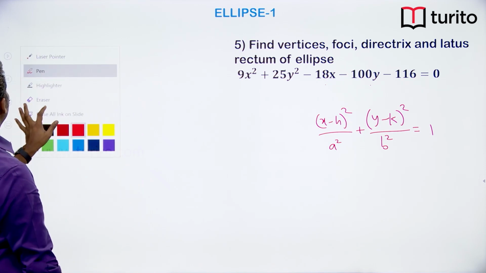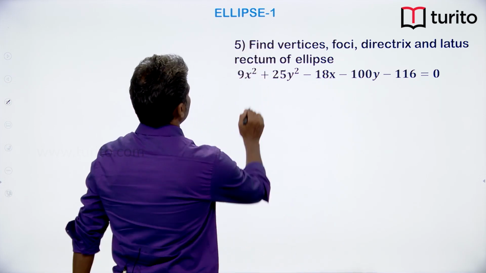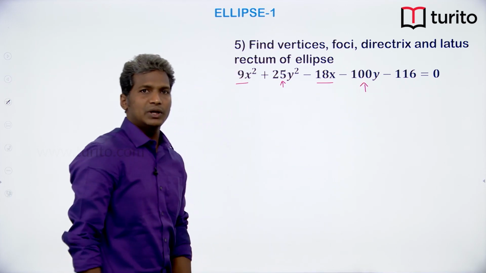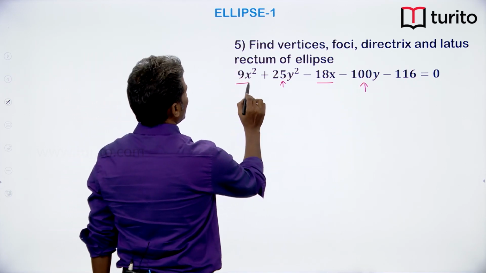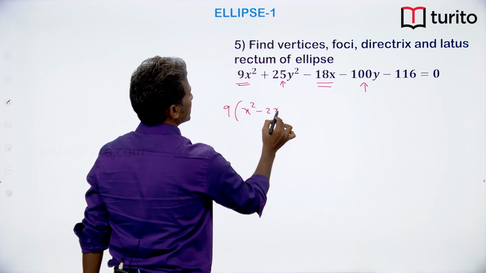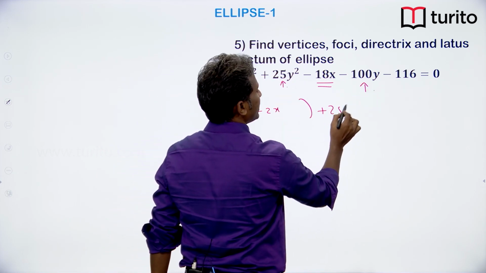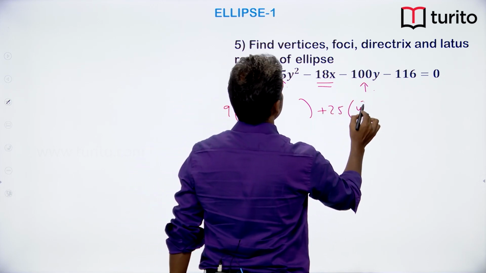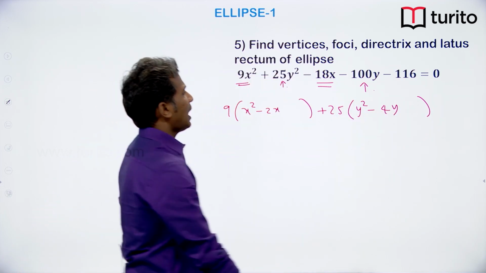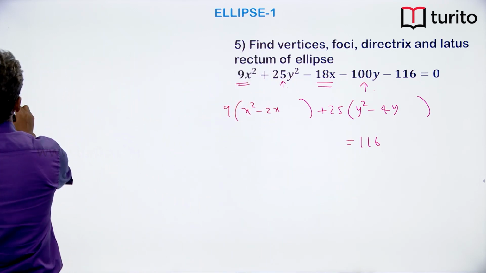So let me just take all terms of x together and all terms of y together. So these are 2 terms with x and these are 2 terms with y. So let us separate these terms. Now from these 2 terms, if I take 9 common, I get x square minus 2x. Now plus from these 2 terms, if I take 25 common, I get y square minus 4y. Now I am leaving some space there, and in the RHS we have 116. Okay. So now what to do here?